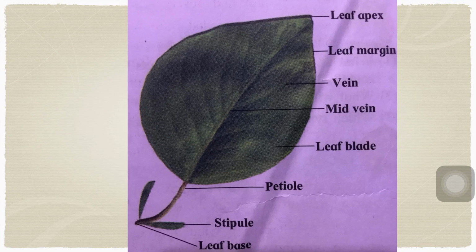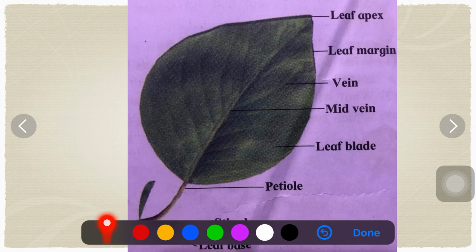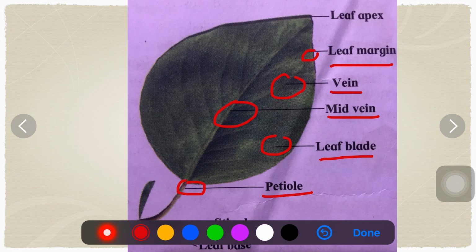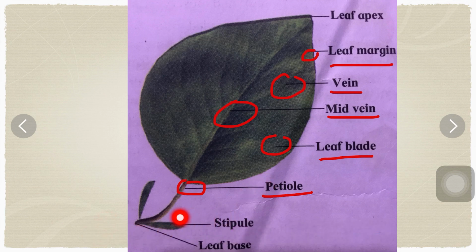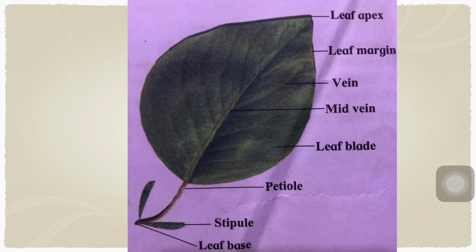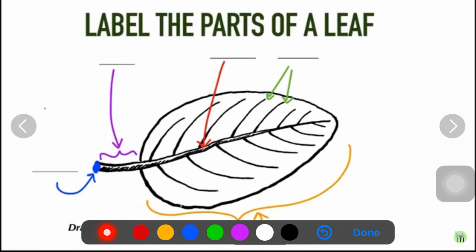As you can see, this is the entire leaf. This is the leaf apex, leaf margin, this is a vein, this is called the midvein, leaf blade, this is called the petiole, as I told you earlier, this is called the stipule, and this is the leaf base where it attaches to the stem. Now students, I want you to open your book and start labeling this leaf. Let us see how you will do it.